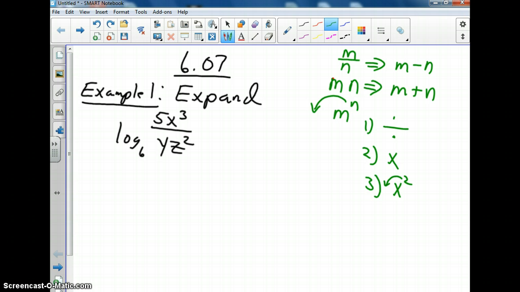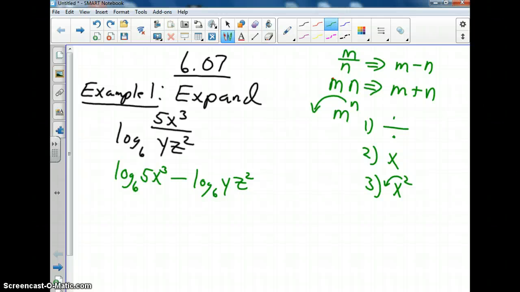Here's number one. Log base 6 of 5x cubed divided by yz squared, right? Okay, do you see division there? Yes. So you're going to write down log 6 of the top, 5x cubed, and you have division, minus log 6 of yz squared, the bottom. Are you making sense to everybody? Okay, it's pretty simple to understand.